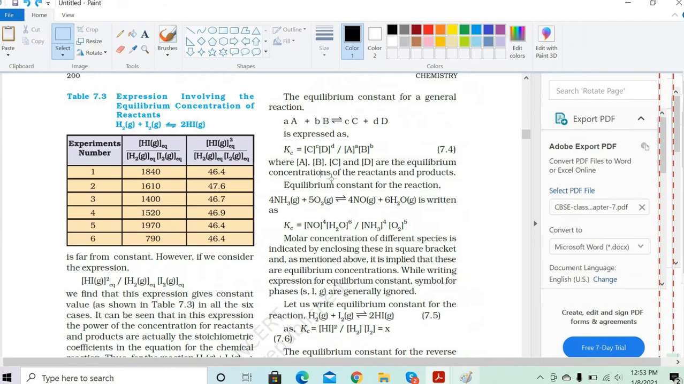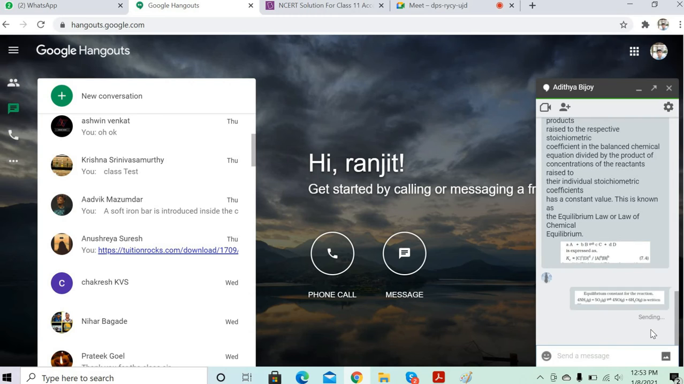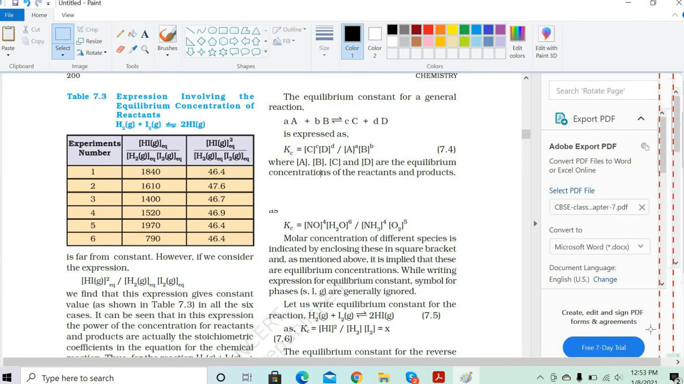So ideally it should be coming. I'll just send you this part. This is what I meant. This is a reaction. Ammonia is reacting with oxygen, gives you nitric oxide and H2O. Here we need to always mention the state of the reactant as well as the product. That will help you understand how to form the equilibrium constant Kc.